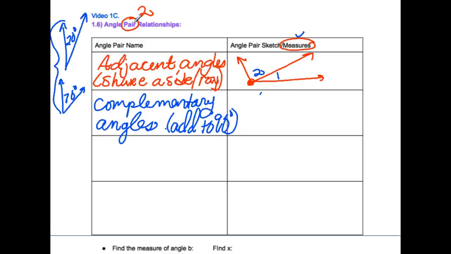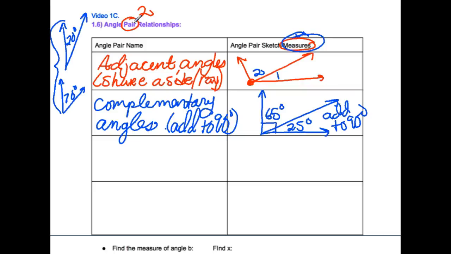If they're adjacent and they're complementary, then they form this right angle in here, so that if this is 25 degrees, we'd say its complement up here is 65 degrees. So these are adjacent and complementary, but they always add to 90 degrees. Okay, so add to 90 degrees. That's the relationship of their measures.